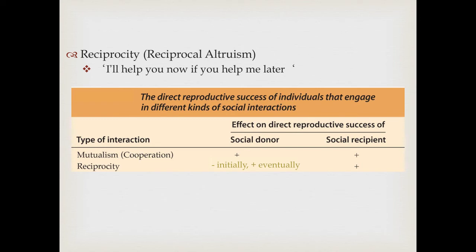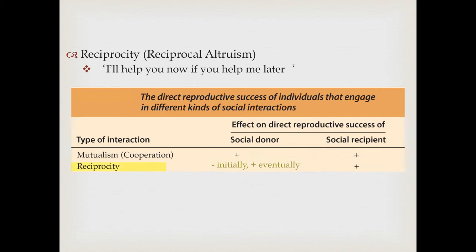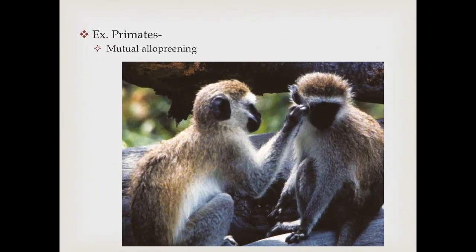Well, what about a behavior that may initially hurt you a little bit, but it helps the social recipient? Kind of, I'll help you now if you help me later. We call this reciprocity or reciprocal altruism. I'm going to do something that's costly for me a little bit to help you, but you're going to repay that to me in the future. Well, these kinds of systems do evolve, and a good example of that is mutual allopreening in primates.